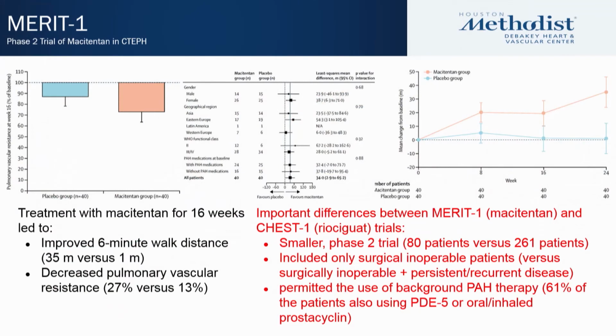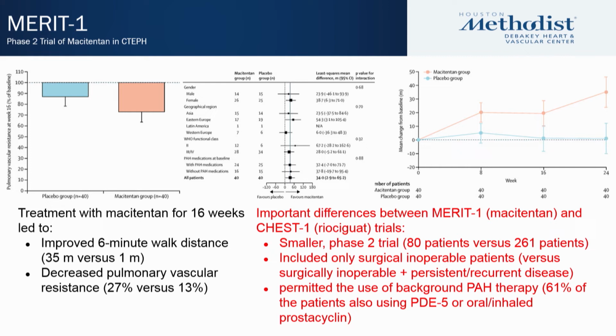And CHEST 2 was again a longer follow-up, and it just continued to show that riociguat was continually effective in these patients past the 12 weeks. And I'll let Dr. C talk about MERIT and other medications which have been at least studied in this population. So the MERIT trial was a phase 2 trial of macitentan in CTEPH, and the trial actually showed that over a course of 16 weeks it led to functional improvement, also led to hemodynamic improvement with decreased pulmonary vascular resistance.